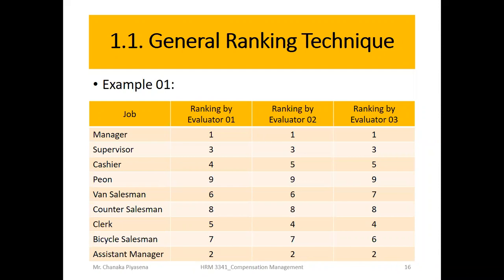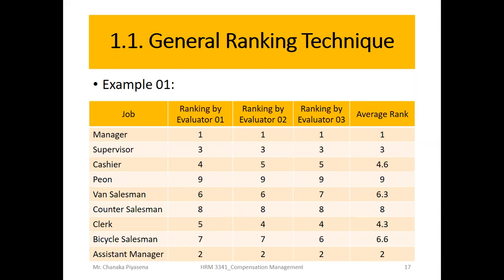Then evaluator 3 answered: manager is the most important, second assistant manager, third supervisor, fourth clerk, and fifth cashier. Sixth is bicycle salesman, seventh is van salesman, eighth is counter salesman, and ninth is PM. Likewise, we have complete independent rank answers from the three different evaluators. Then we can calculate the average rank.